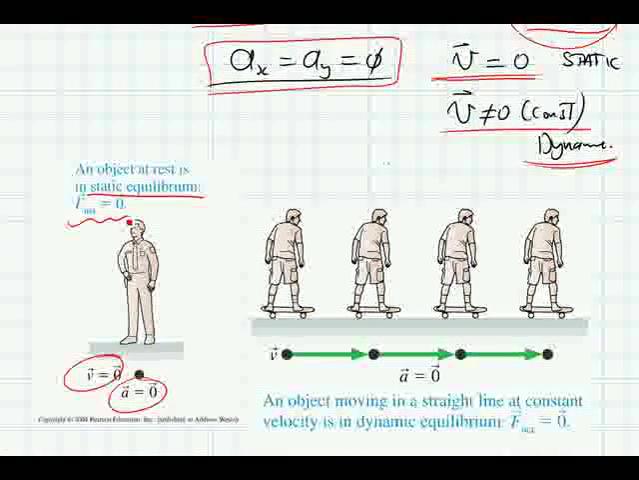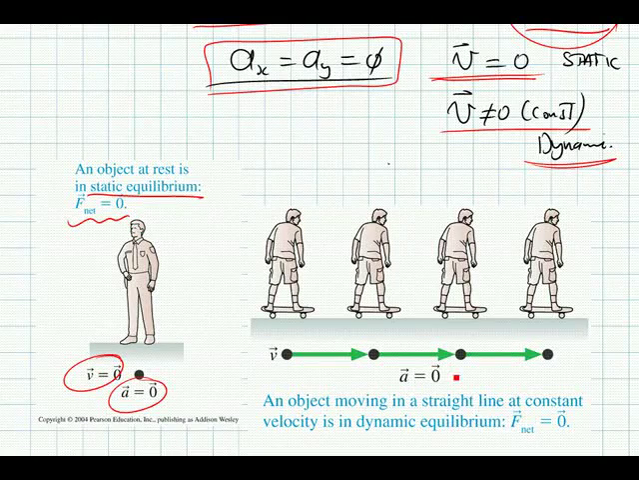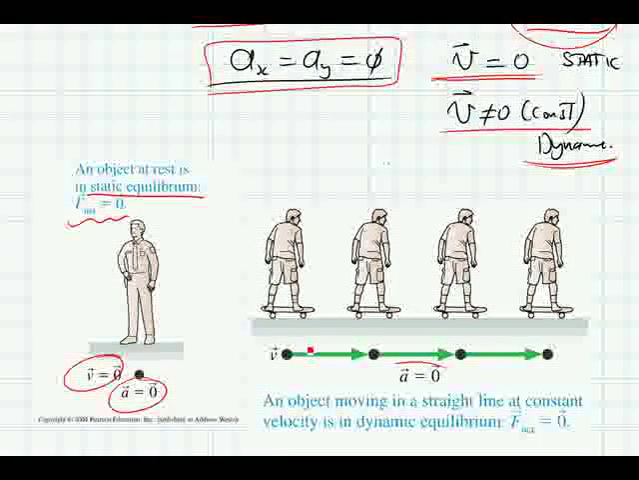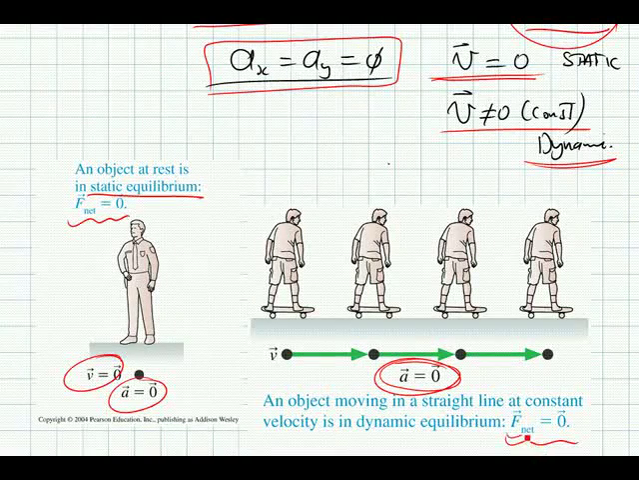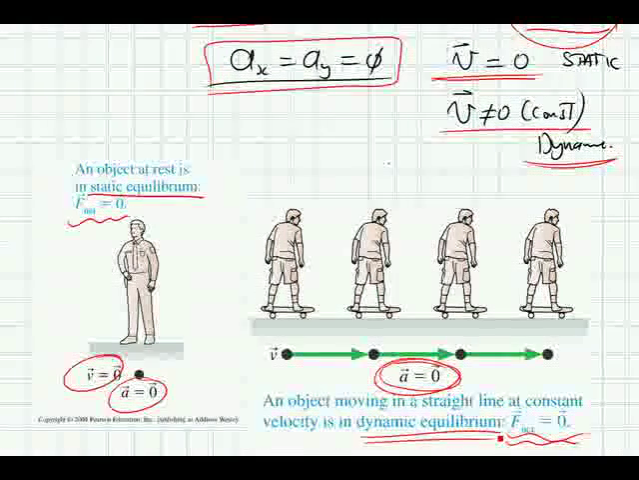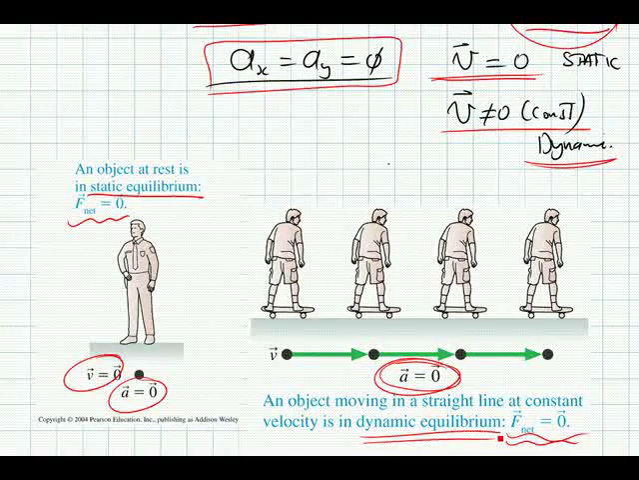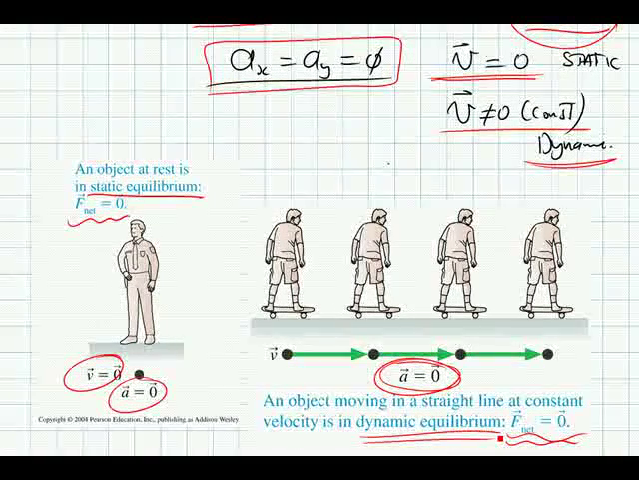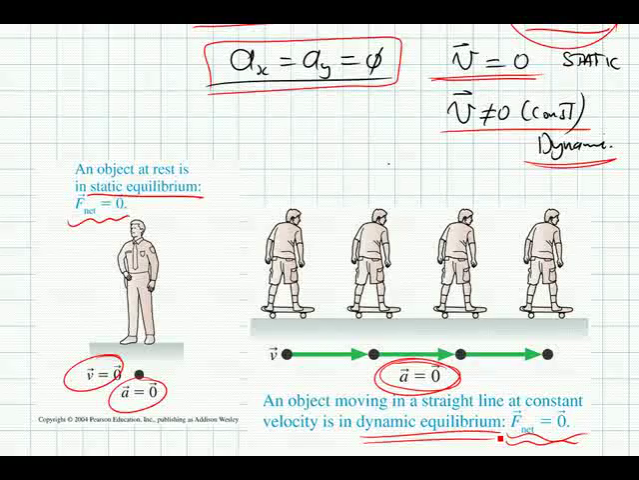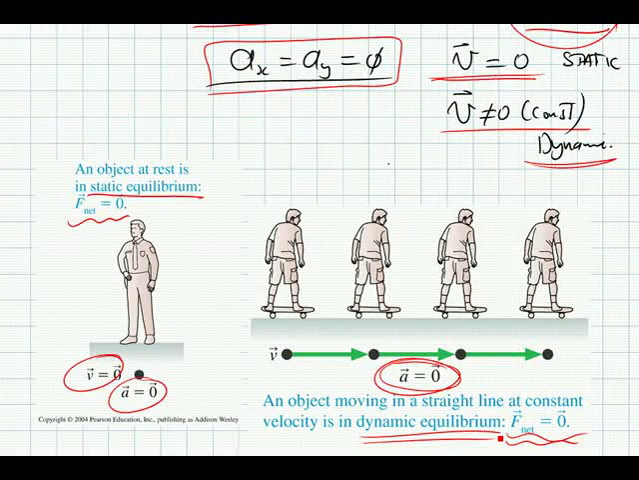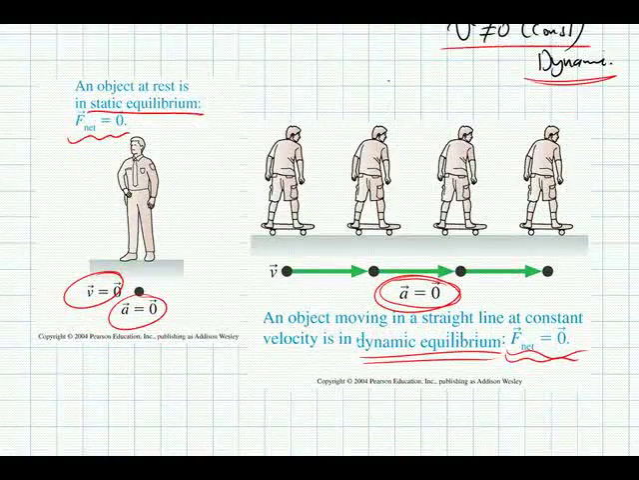Here the teenager on the skateboard is moving at constant velocity to the right. His velocity is not zero but acceleration is zero. Once again, net force is zero on the teenager and the skateboard, and he's in dynamic equilibrium. So that's the definition of equilibrium, and we'll do problems involving both static and dynamic equilibrium in the next chapter.